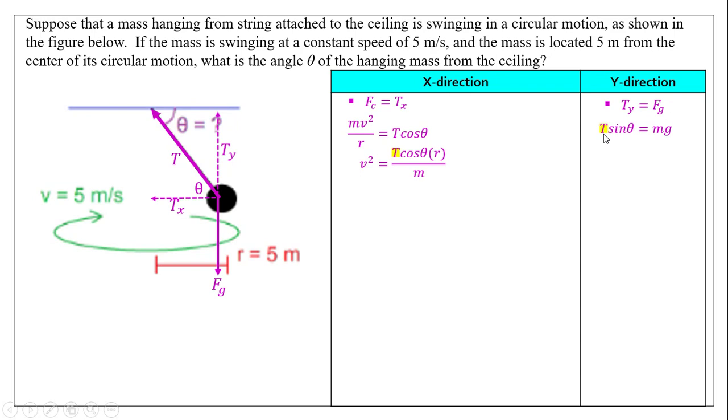So here I highlighted T just to keep you focused. Ultimately on the left side, we know v is 5. We know r is 5. We don't know what m is. And then we don't know what T is. But we can solve for T, right? We can get rid of T.